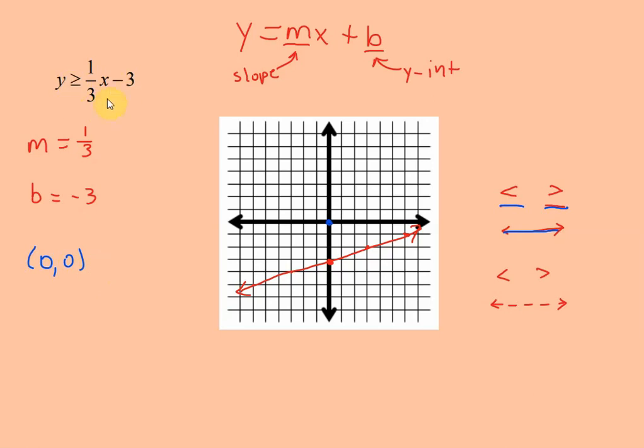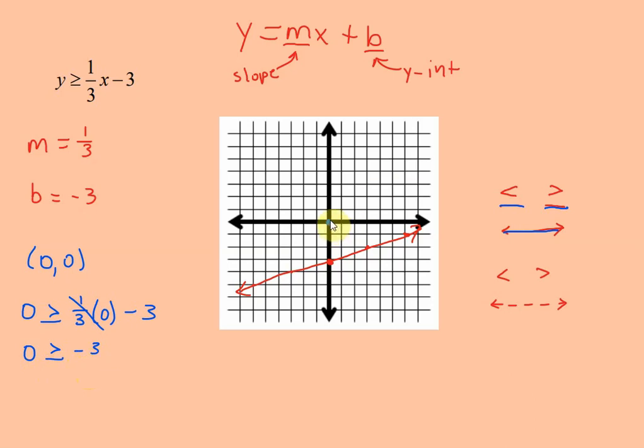If I plug that into the inequality, I'm plugging in 0 for y is greater than or equal to 1/3 times 0 for x minus 3. That gives me 0 is greater than or equal to, this 1/3 times 0 turns to a 0, so it just goes away, minus 3, or negative 3. So now this statement says that 0 is greater than or equal to negative 3. And that's a true statement.